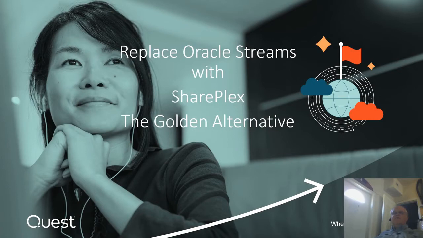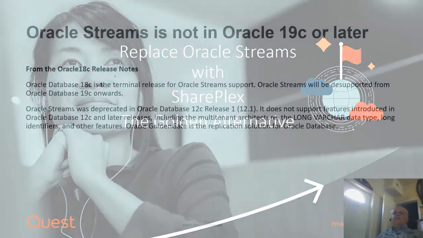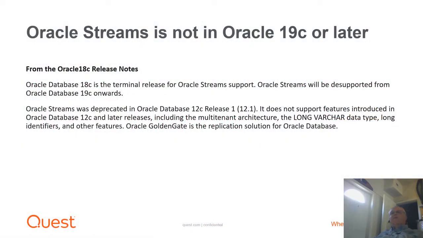Today I'd like to talk to you about how to replace Oracle Streams with Quest SharePlex, the golden alternative to Oracle Streams. As you probably know, Oracle Streams is not available in Oracle 19c or later. Here's a note from the Oracle 18c release notes. Streams has been deprecated for some time now, and they're finally getting around to actually removing it from the product.